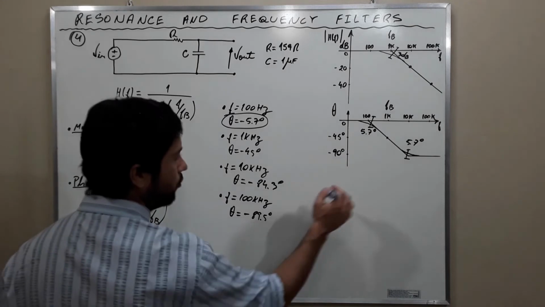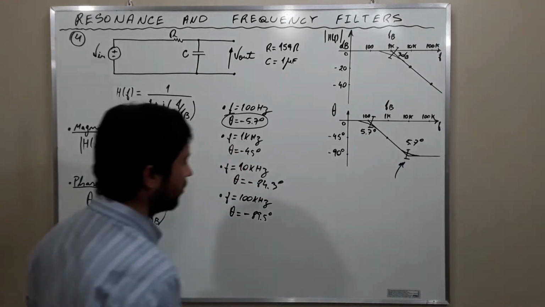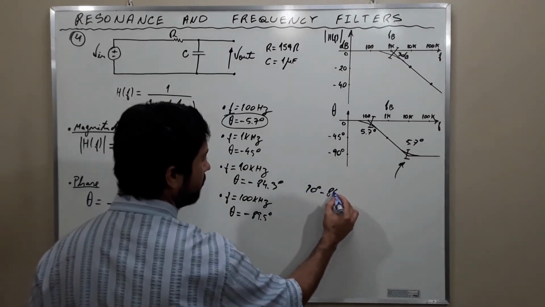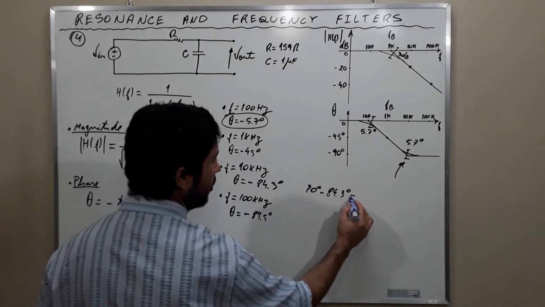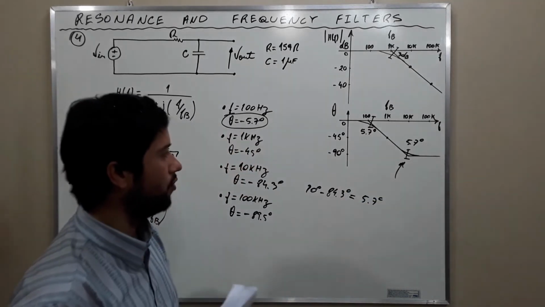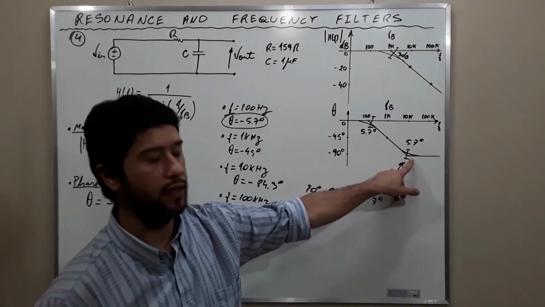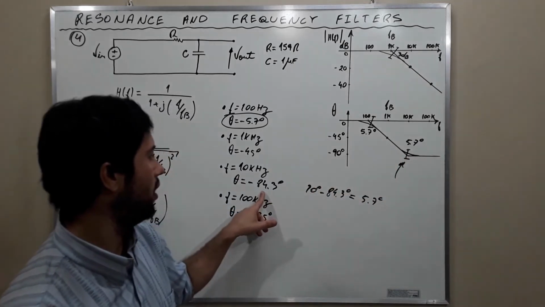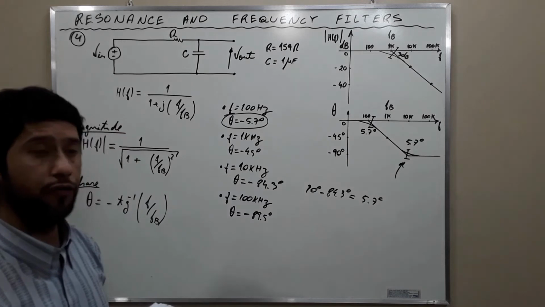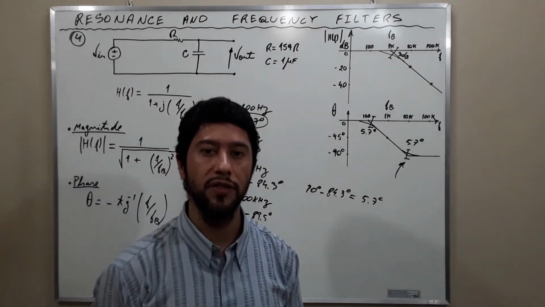If you do this for the frequency of 10 kilohertz, 90 degrees minus 84.3 degrees, we get 5.7 degrees. Okay? So that is this deviation. We assumed here 90 degrees, but in reality it is 84.3 degrees. Okay? And this is all for exercise 4. Let's go now, my friends, to exercise 5.